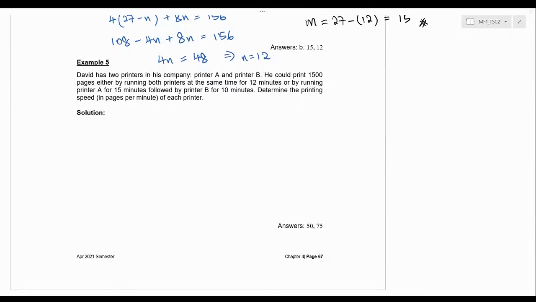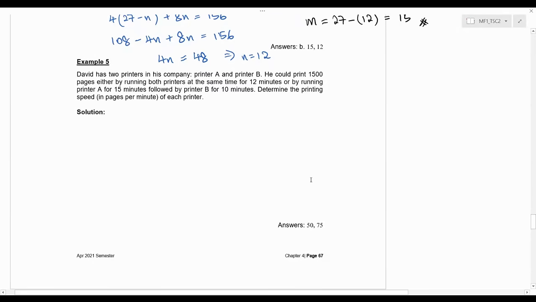Right, at this juncture, it might be good for you to put a pause to this video and give it a try on your own. Okay, once you have tried it, then you can resume it to look at the solution.